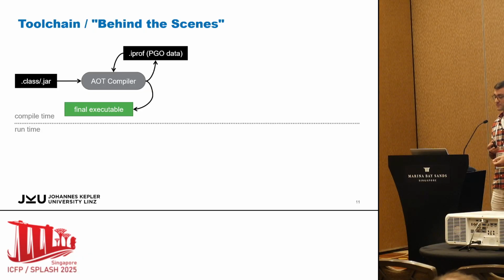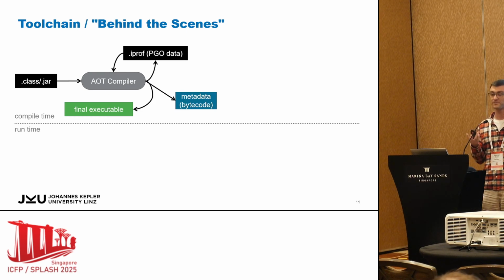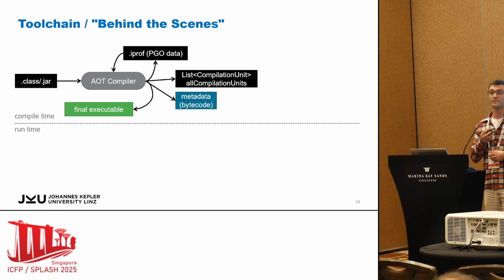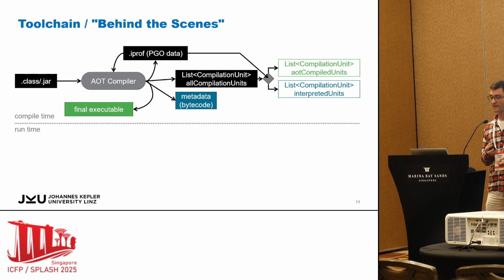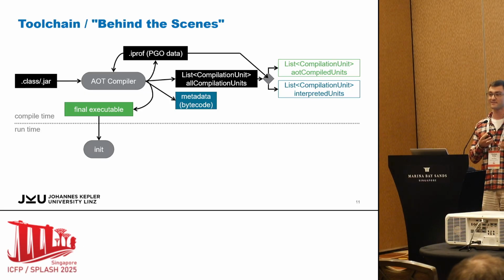What is also created by our approach is a metadata file containing the bytecode of the application we want to compile. And we also extract a list of all compilation units. And for that, we can decide if we want to keep the compilation unit as ahead-of-time compiled code, or if we want to interpret the compilation unit instead and store the smaller version, so to say. And for this decision, which I will talk about later on the next slide, we can also use the profiling data, of course.